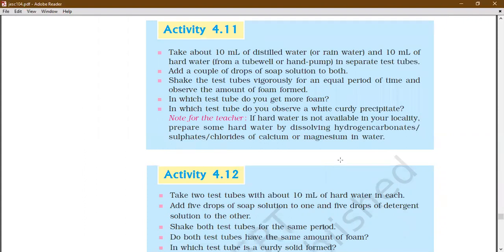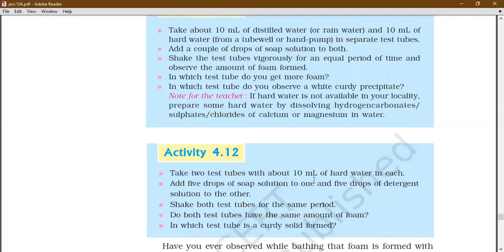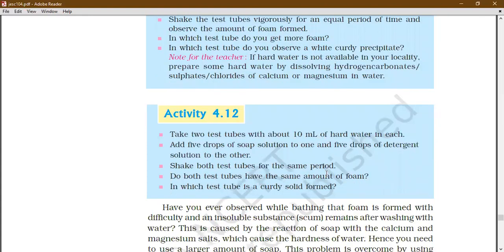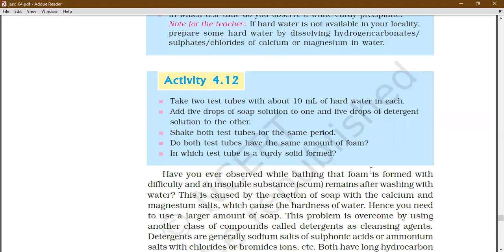Note for the teacher. If hard water is not available in your locality, prepare some hard water by dissolving hydrogen carbonates, sulfates or chlorides of calcium or magnesium in water. Activity 4.12. Take two test tubes with 10 ml of hard water in each. Add 5 drops of soap solution to one and 5 drops of detergent solution to the other. Shake both test tubes for the same period. Do both test tubes have the same amount of foam? In which test tube is a curdy white solid substance formed?